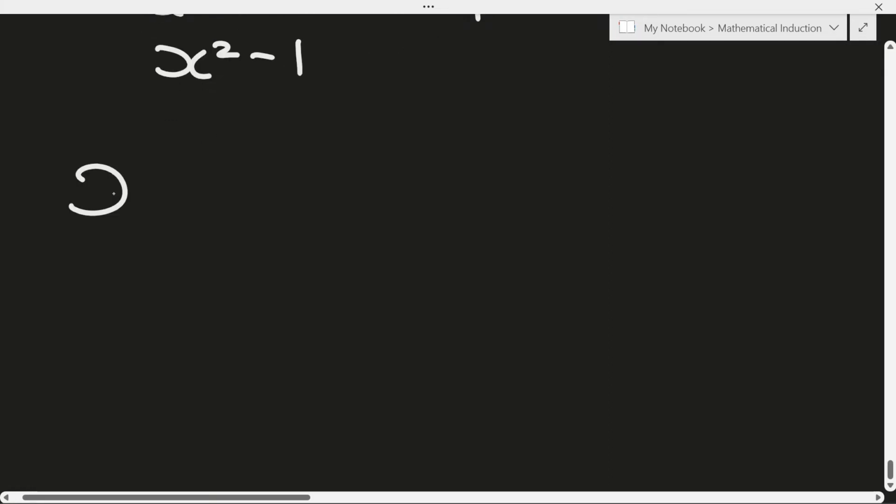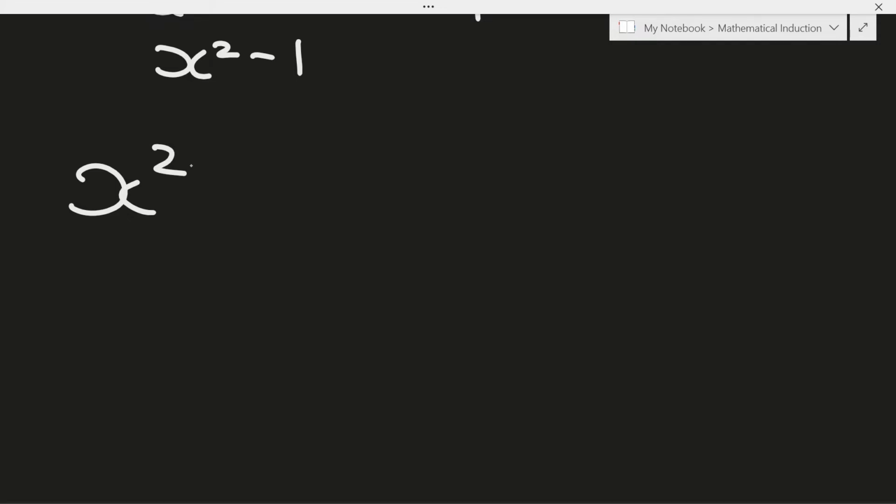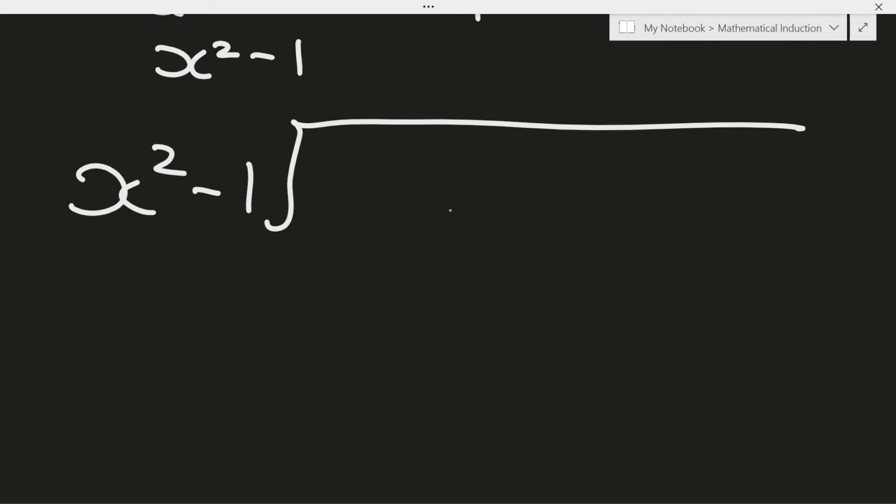So let's see, we need other factors, because it's a polynomial of degree 4. So we'll find other factors. Normally for a polynomial of degree 3, by the way, you will have 3 roots. So always keep that in mind. For a quadratic, you'll have 2 roots, and so on and so forth. So we'll have x squared minus 1. I will long divide into the original equation, which is x to the power of 4 plus x to the power of 3 minus x minus 1.